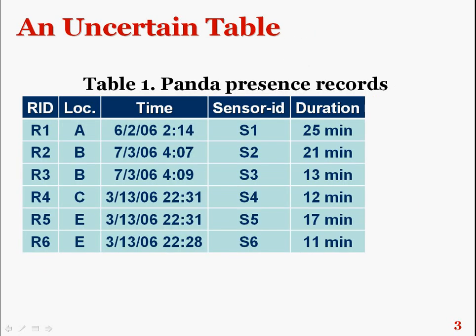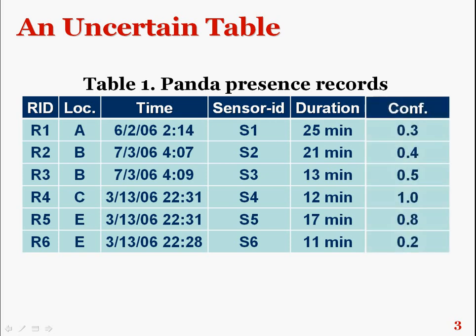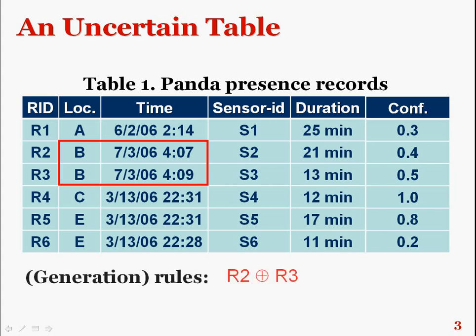An uncertain table is used to store the collected data. Each record is associated with a confidence value, which means the record takes a probability to appear in the table. The two sensors in the same location may detect the presence of panda at a similar time, such as R2 and R3. However, the reported duration values are inconsistent, so only one of the records can be true. This exclusive relationship is captured by a generation rule on R2 and R3. The same situation happens to R5 and R6.